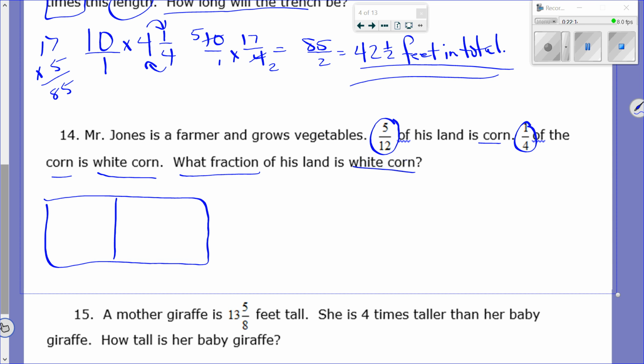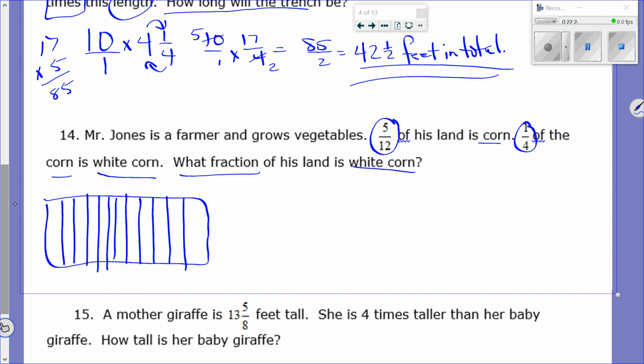In this case, I've got 5/12 of the land. One, 2, 3, 4, 5, 6, 7, 8, 9, 10, 11, 12. Good. So I've got 5 of them here that are corn. I've got 1/4 of it. So in other words, I'm going this way. 1/4 of it is white corn. So that means that only these 5 spots are double shaded. And I'm now up to 48 total spots.